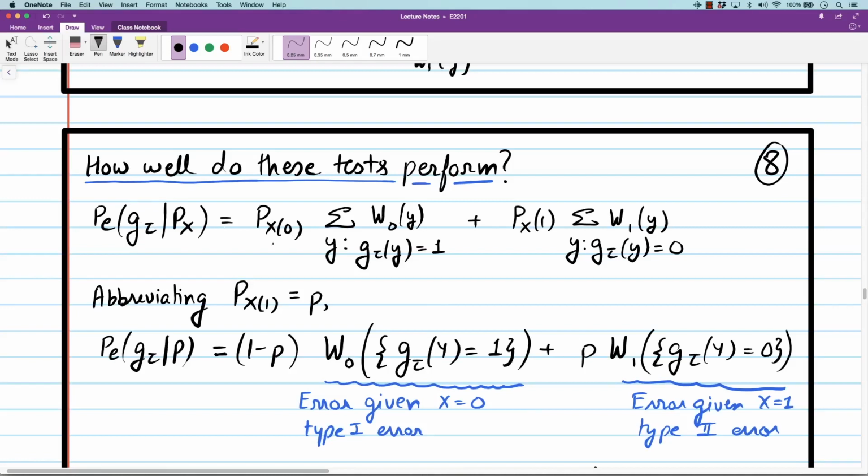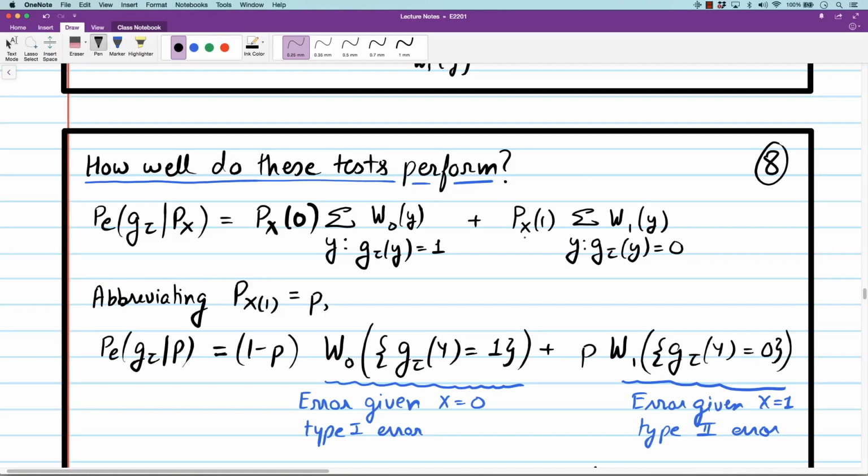So when the true unknown hypothesis is 0, this is binary hypothesis testing, then under that, the distribution of the observation is W0. So the probability of error under 0 is that firstly 0 occurs, and then you declare 1. For any such y where you declare 1, this will be an error. So this is one part of the probability of error.